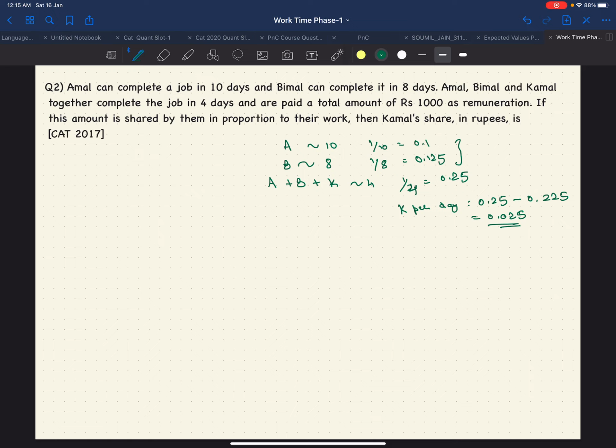Now they are paid a total amount of 1000 as remuneration. If this amount is shared by them in proportion, then we have to find Kamal's share. It is nothing but 0.025 of the total work done in a day equal to 1000. So 0.025 into 4 is 0.1, into 1000, which is 100. Therefore 100 is the share for Kamal.